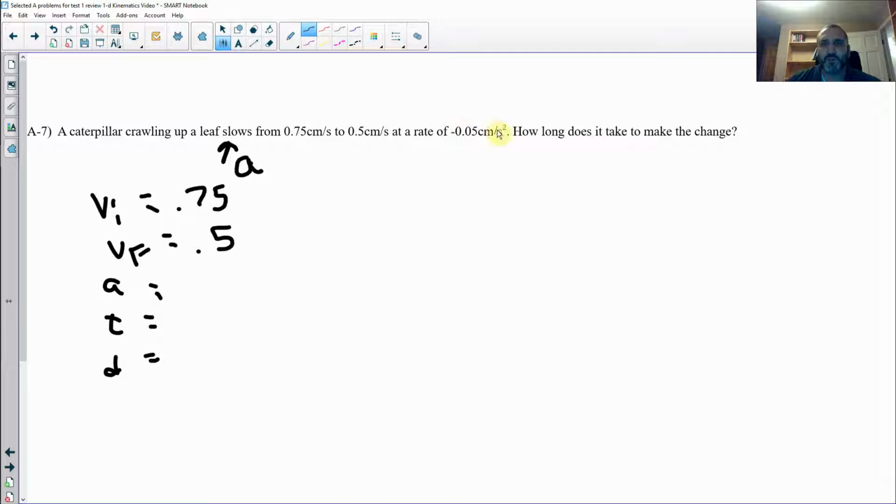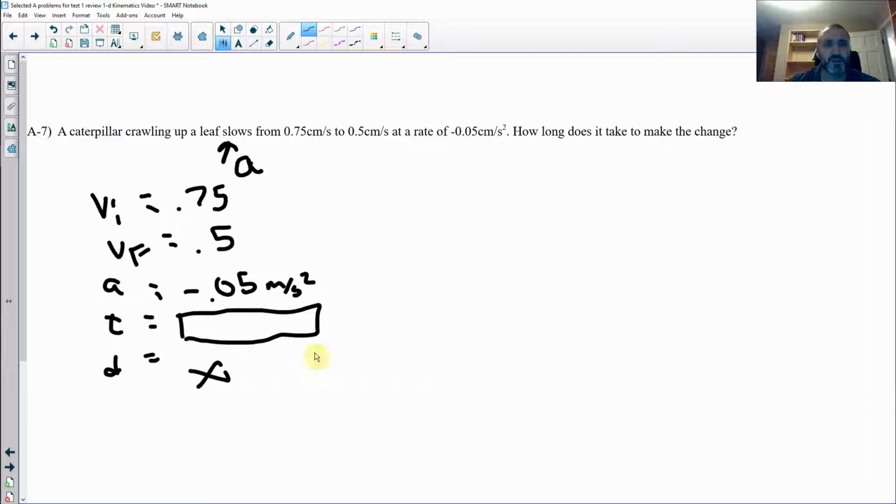The fact these are all centimeters, we don't have to convert them because they're all going to cancel out, and I'm not going to give you too much in the way of conversions on the quiz. So the acceleration is negative 0.05 centimeters per second squared. How long does it take to make the change? So we're looking for the time.